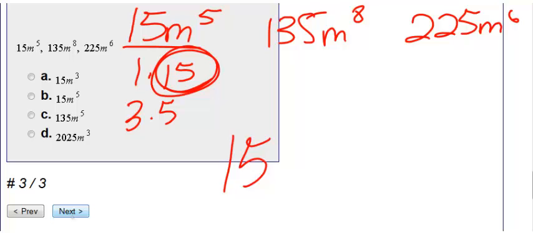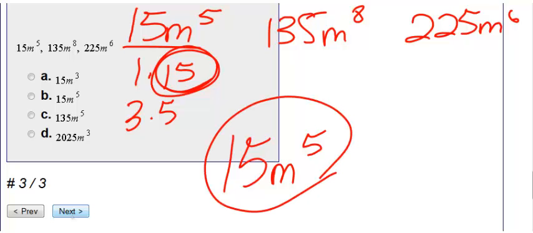Then I look at my m's. M to the 5th, M to the 8th, M to the 6th. We always take the lowest amount. So my lowest amount is M to the 5th because I can take 5 of them out of every single one. So my greatest common factor here is 15 M to the 5th.